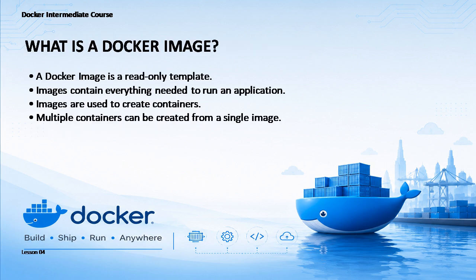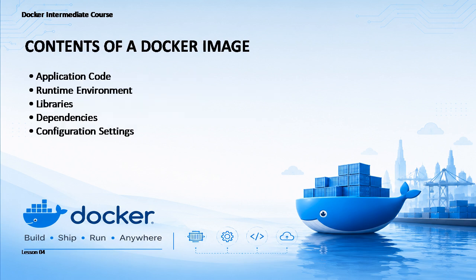What is a Docker image? A Docker image is a read-only template. Images contain everything needed to run an application. Images are used to create containers. Multiple containers can be created from a single image. Contents of a Docker image: application code, runtime environment, libraries, dependencies, configuration settings.